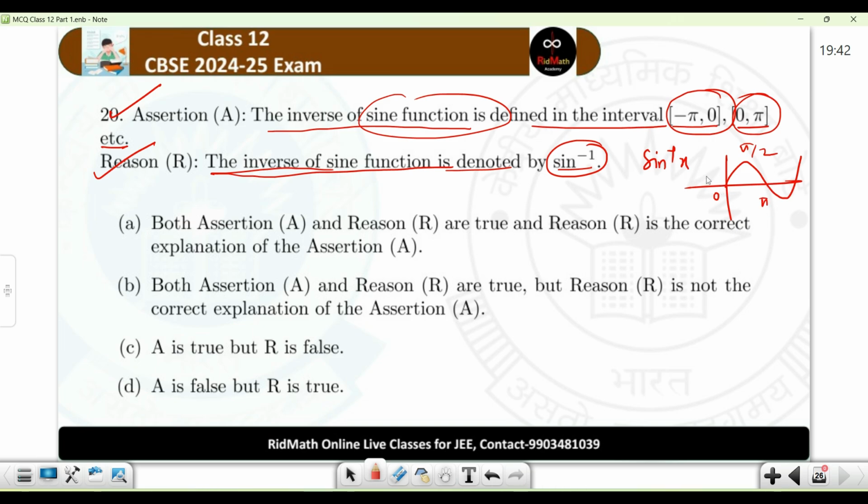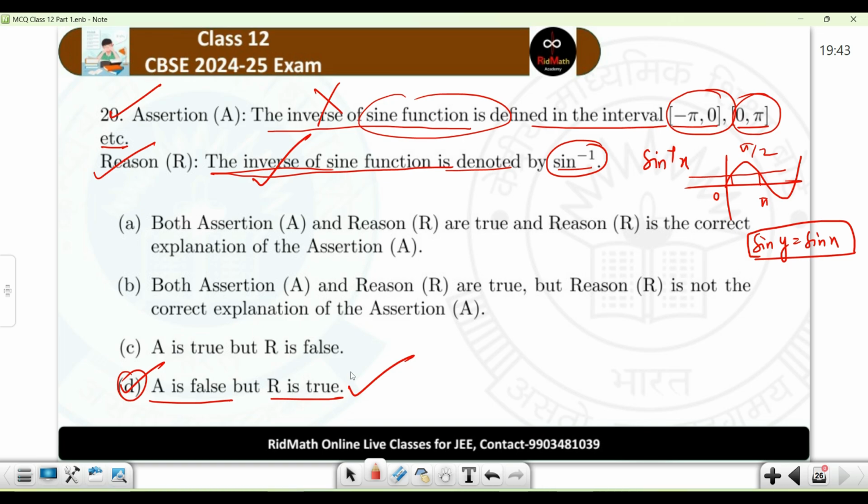So if we draw a horizontal line, then it will cut two points for this sine graph. That means we have two values of x for which the sine x is equal. That means sine y and sine x is equal. That means the inverse existence is not possible. That means A is false and this reason is true. That means option number D is correct. A is false and reason is true.